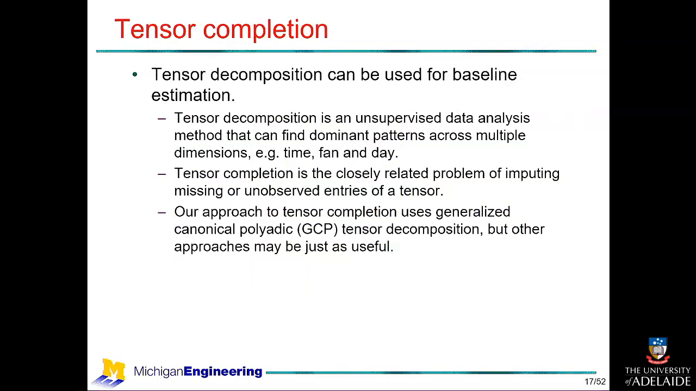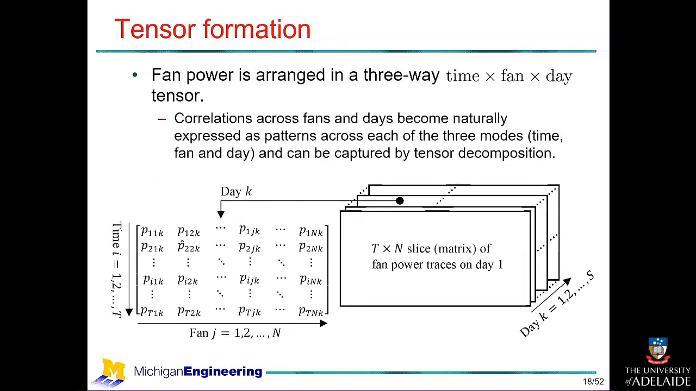Just a minor detail, the important thing is this tensor completion idea. The process used is the generalized canonical polyadic tensor decomposition, if you're interested in that. The fan power being measured is arranged in a three-way tensor of time by fan by day. This is the structure of the tensor: each value is the power, here's the fan and the time, and then this other axis is the day.